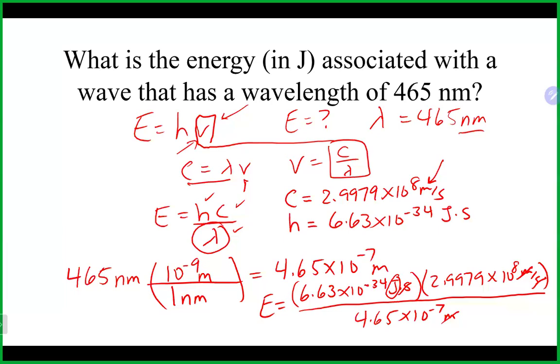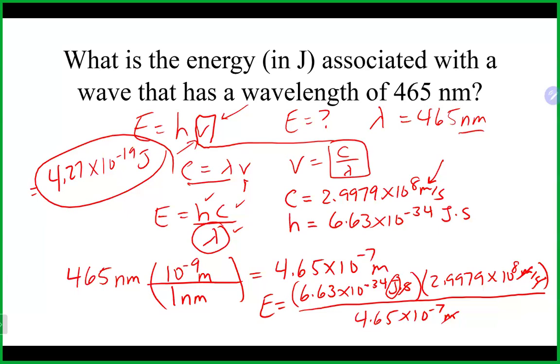All right, so punching all of that in, making sure we are using our exponent button in this case. 6.63 times 10 to the minus 34 times 2.9979 times 10 to the 8, hit equals. Divide by 4.65 times 10 to the minus 7. That's going to get us 4.27 times 10 to the minus 19 joules as our answer in this case. Any questions on that calculation there?